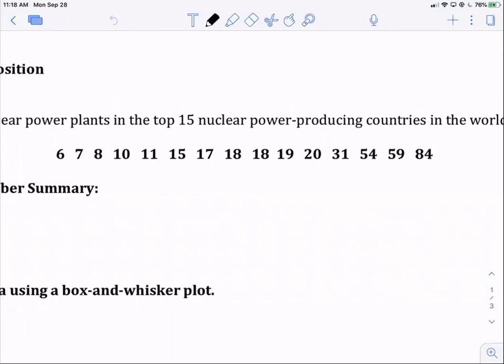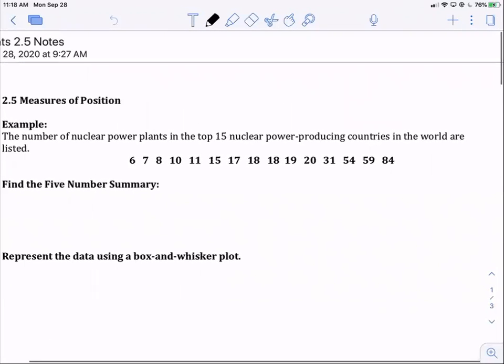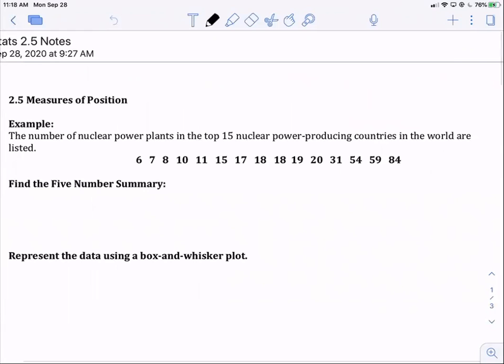Okay, and these numbers represent the number of nuclear power plants in the top 15 nuclear power producing countries in the world. Okay, so the 5-number summary. The first thing that we have is our minimum. And what is our minimum number? 6. Then if we find our maximum, what's our max? 84.